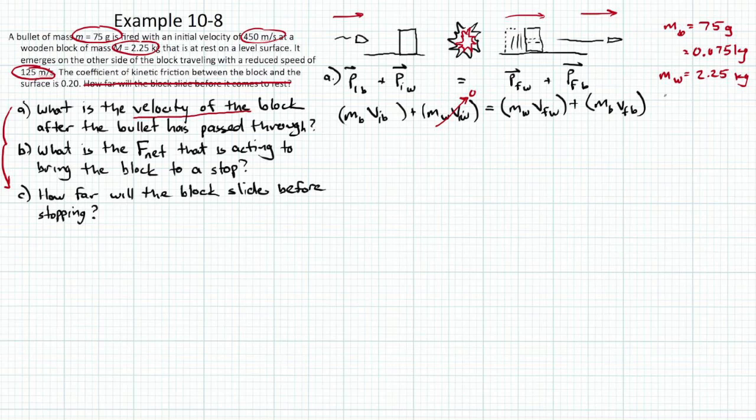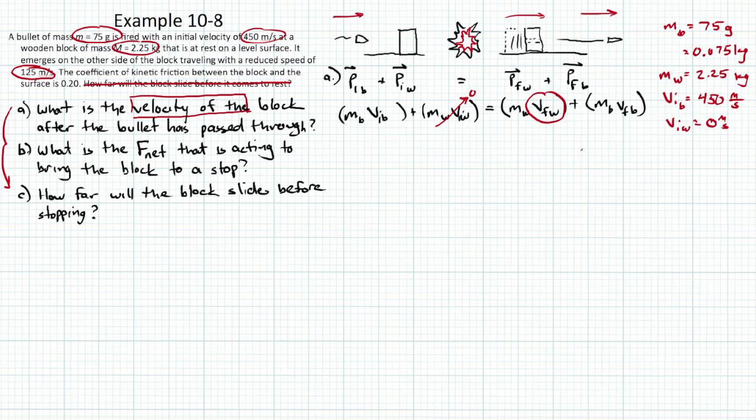We have the initial velocity, v_i, of the bullet. That's 450 meters per second. And you have probably already figured out that the initial velocity of the block is 0, because it's just sitting there. Okay? This coefficient of kinetic friction over here, we'll come back to that a little bit later. We don't need that quite just yet. We're going to deal with that in part B and part C. Right now, we're focusing on the velocity of the block after the bullet has passed through. So this right here is what we want to find.